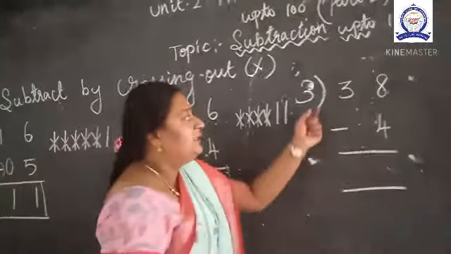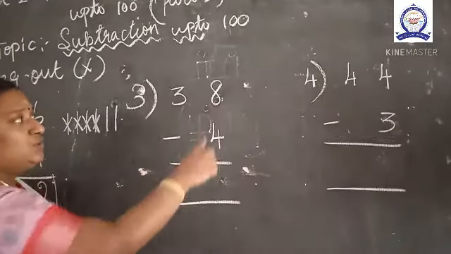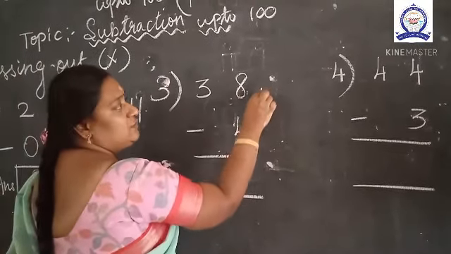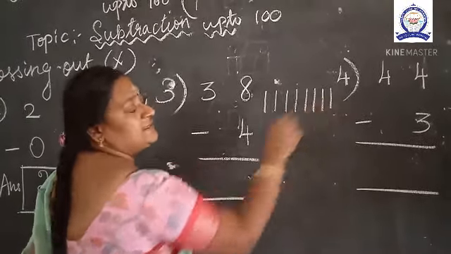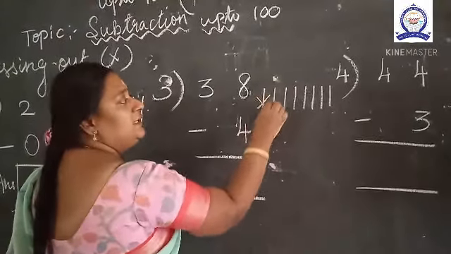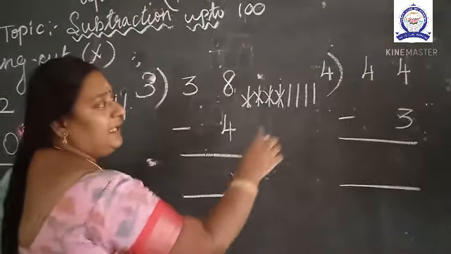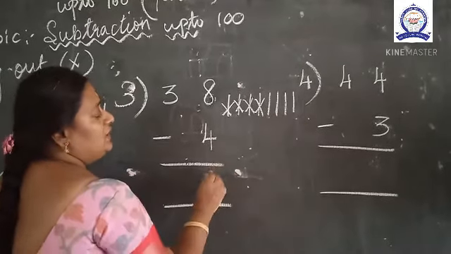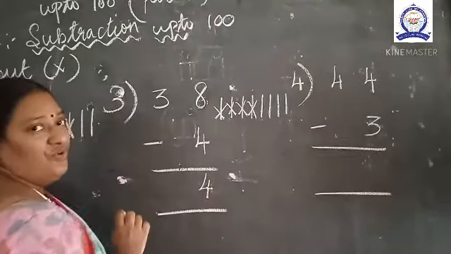Similarly, third question, subtract 38 minus 4. You subtract the ones column, 8 minus 4. So you draw 8 lines, 1, 2, 3, 4, 5, 6, 7, 8. Then minus 4, you cross out 4 lines, 1, 2, 3 and 4. How many remaining lines? 1, 2, 3 and 4. So your answer is 4. 4 lines are left, so you write 4.